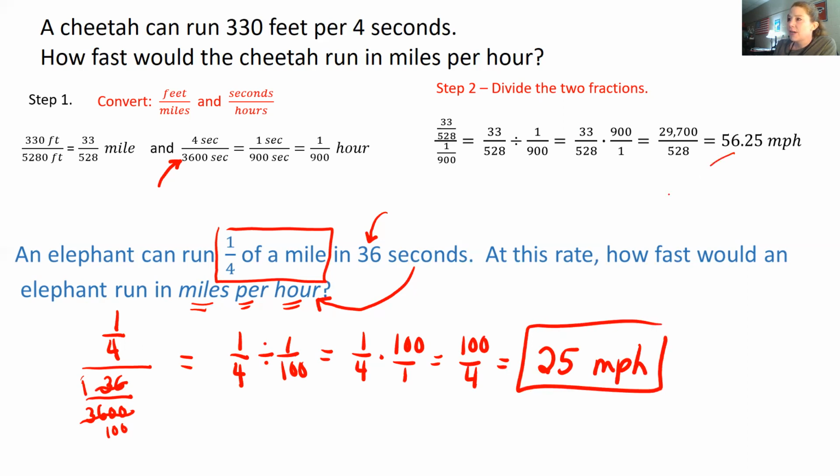Look at that difference, you guys. I mean, that's pretty fast for an elephant. Are y'all surprised? I'm a little surprised, but a cheetah is going to run more than twice that speed per hour.